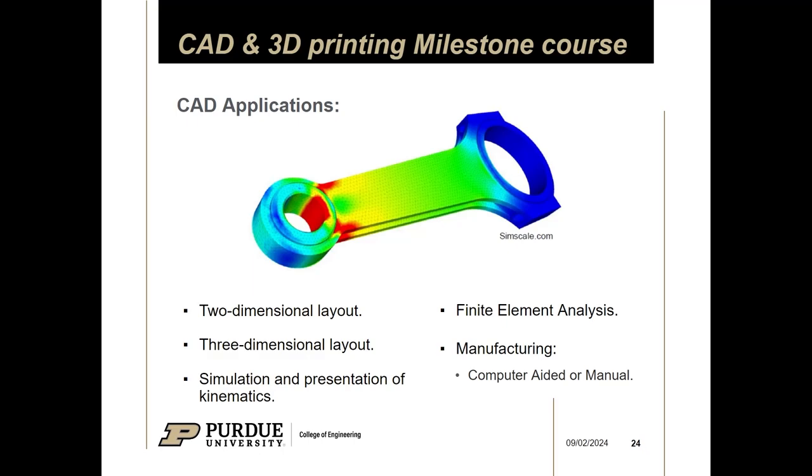There's 2D CAD, 3D CAD, simulations. CAD is just a very powerful tool, especially with the simulations, which we offer as another course in the milestones. You can take FEA, which is finite element analysis, and it'll allow you to take a part that you designed from a class like this, and simulate stresses and stuff like that. So CAD is a very powerful tool that can do so many things.